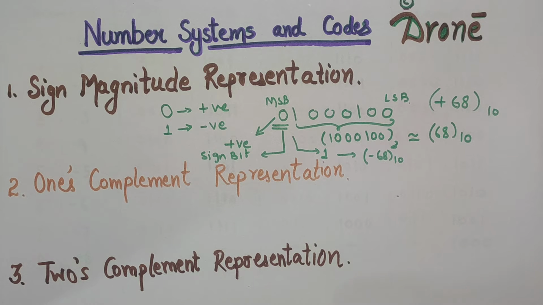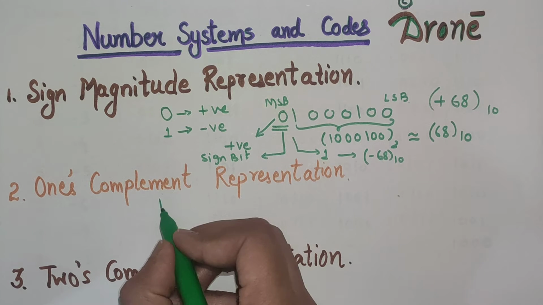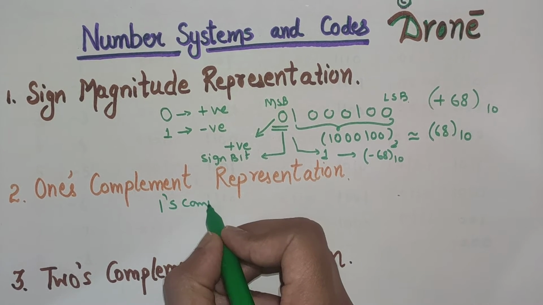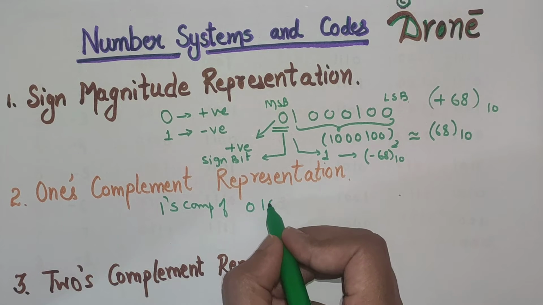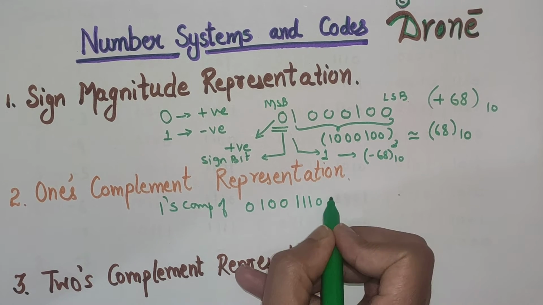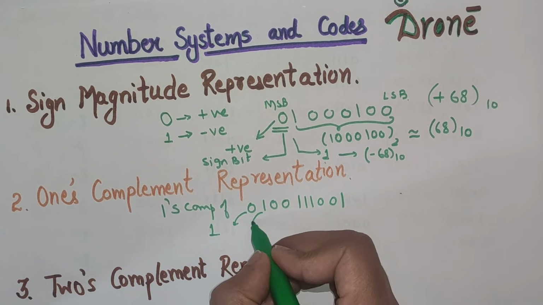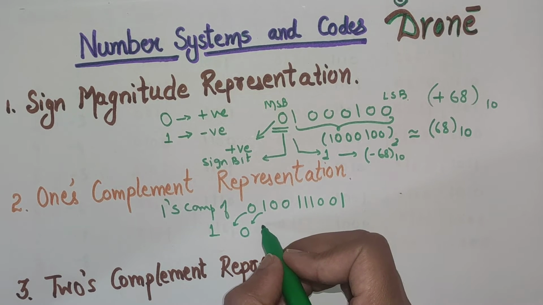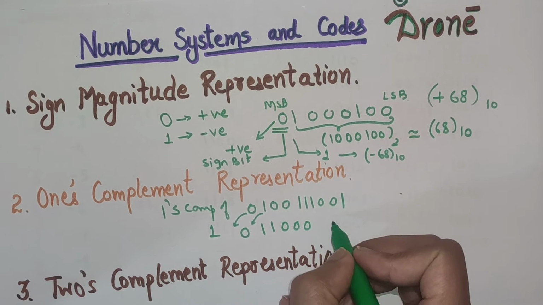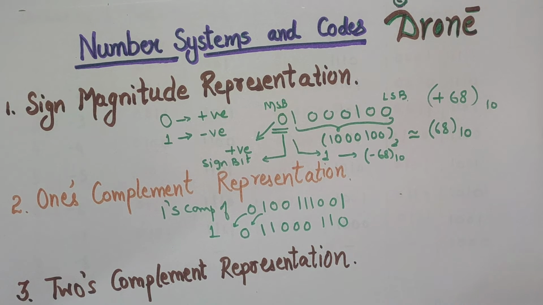Now in ones complement representation, each 1 is replaced by 0 and each 0 is replaced by 1. So ones complement of, say, 0 1 0 0 1 0 0 1: replace every 0 by 1 and every 1 by 0. So 1 0 1 1 0 1 1 0. So both the numbers are complements of each other. If one of the numbers is positive, then the other will be negative.